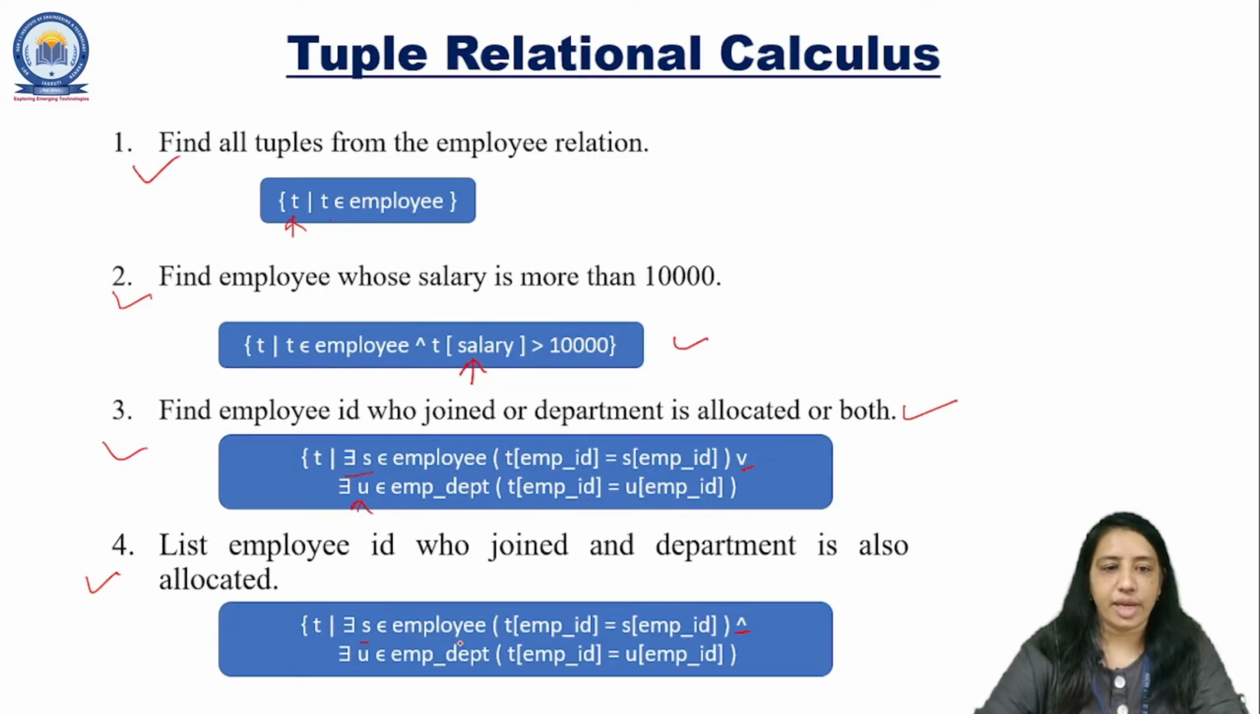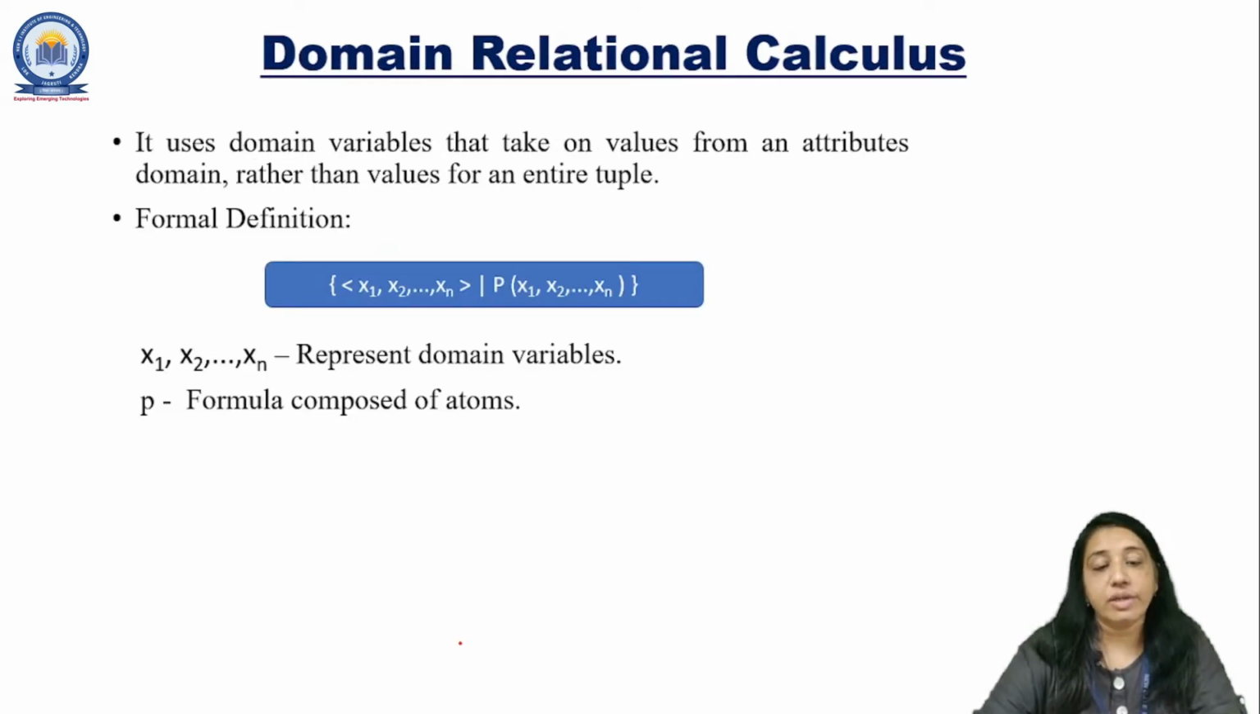So in this way you can define any query in terms of the tuple relational calculus. The next one is the domain relational calculus. It uses domain variables that take on values from an attribute's domain rather than the value for an entire tuple. So it will be taking the value from the attribute's domain. You might know the concept that whatever the values of attributes are, they will be from some domain.